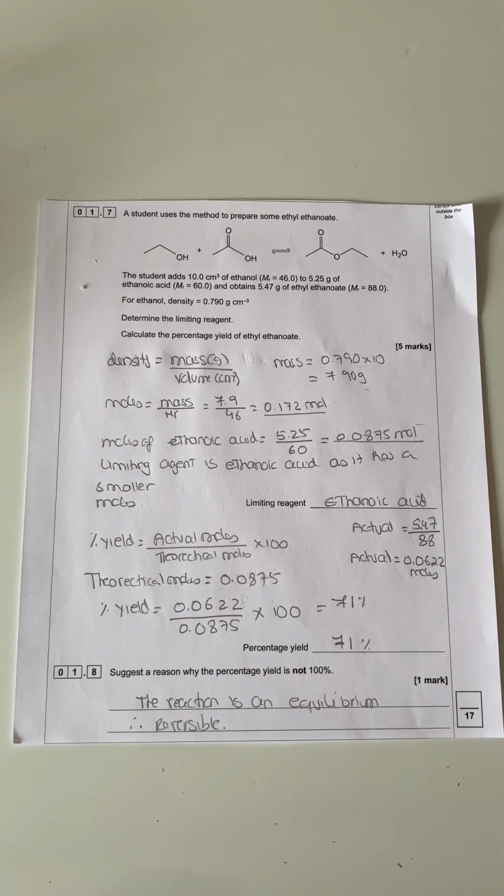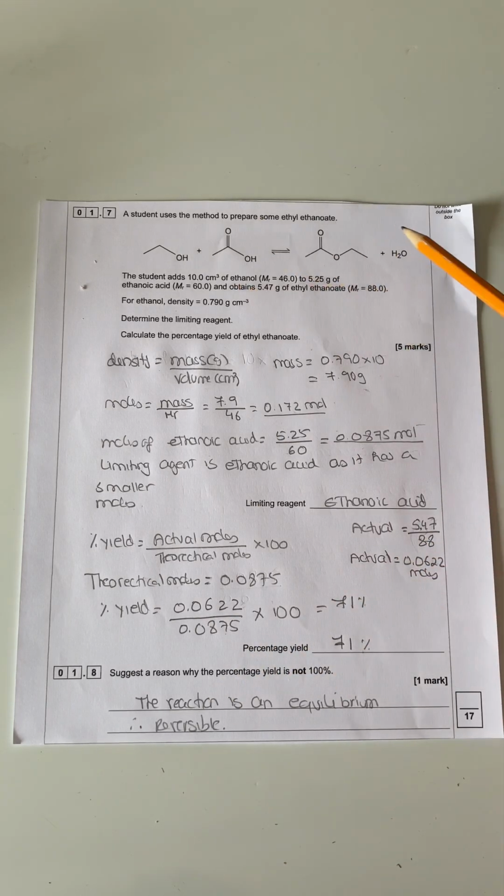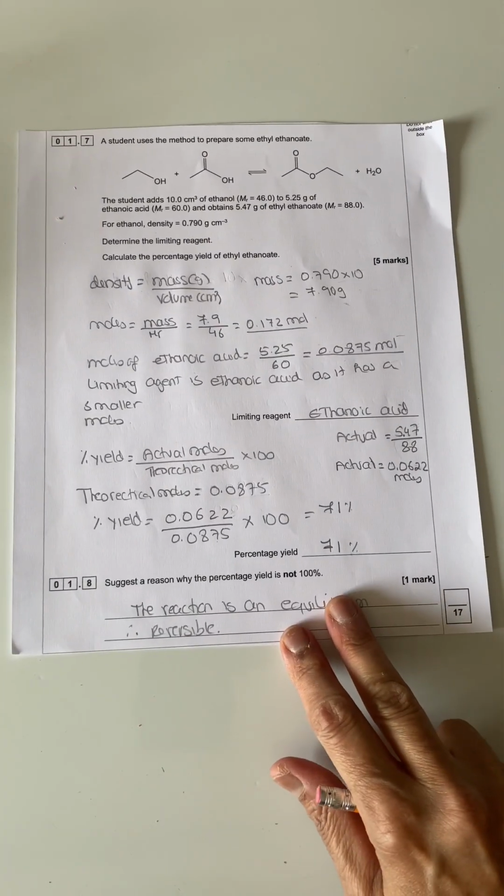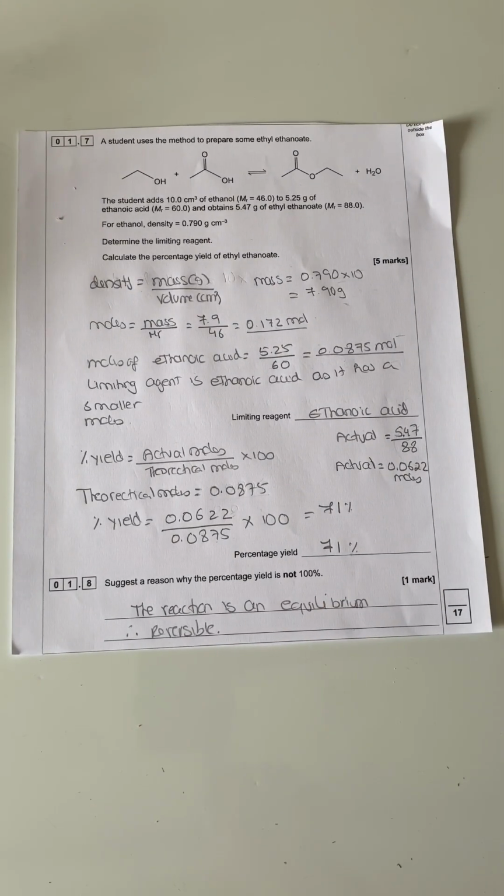I hope it makes sense. Just a reason why the percentage yield is not 100%: the reaction is an equilibrium, so it's reversible, it's always going back and forth that way and that way. So it's never going to be 100%. So that's it for question number one. I hope it made sense and you understood.